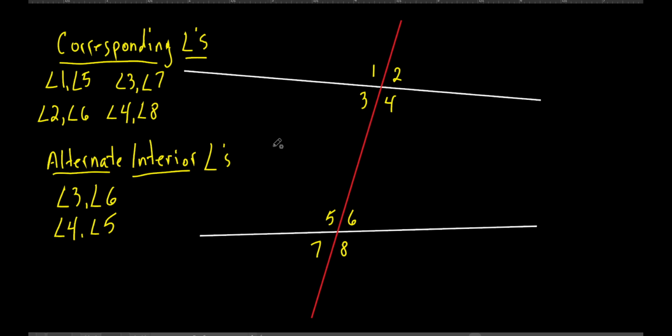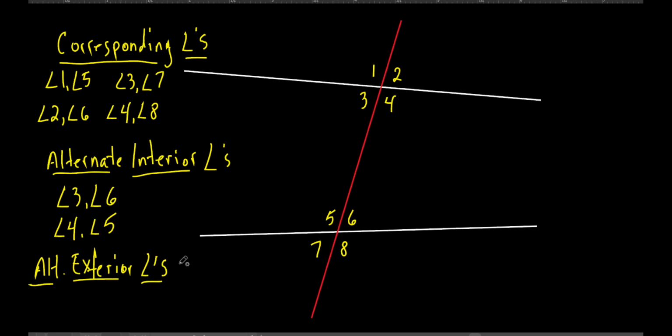Remember I said all the stuff in here was interior, then all the stuff on the outside was what? Exterior. Okay, so let's do that. We also have alternate. What do you think? I'll just shorten alternate. Is that all right? Alternate exterior angles. All right? Alternate exterior angles.